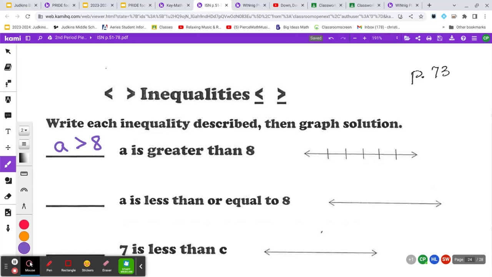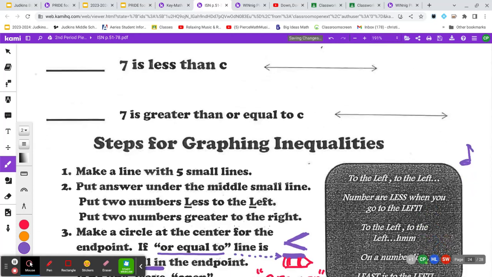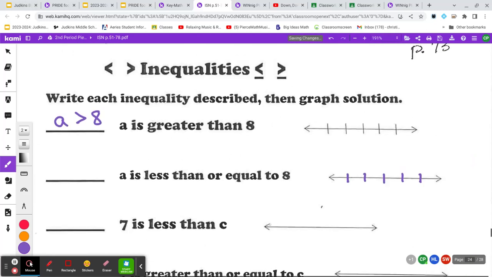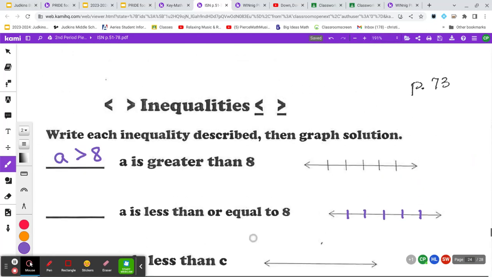For the number line, how many little lines does it have on it? 5. How many are you going to do for the rest of these blank lines? One in the middle and 2 on either side. How many lines total? 5, right, because it's in your directions: make a line with 5 small lines. If you have some trouble, you can go back to the directions. It's in words. Okay, now we're going to go back to graphing the first one.